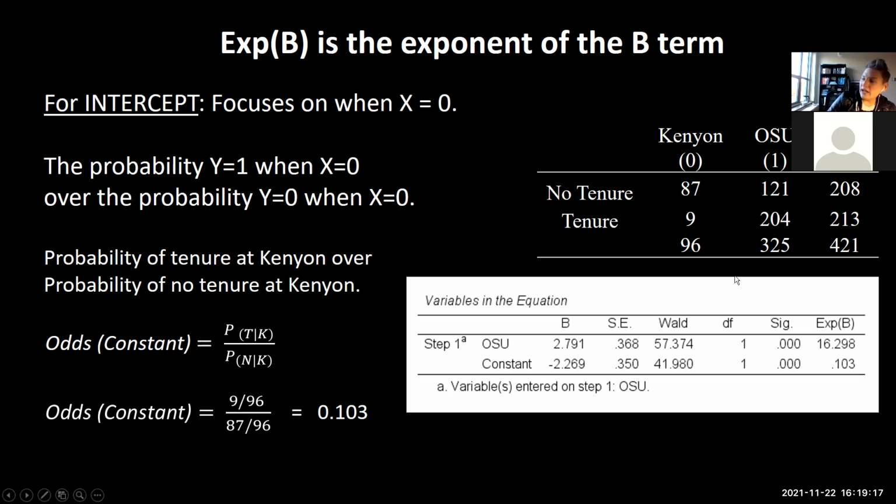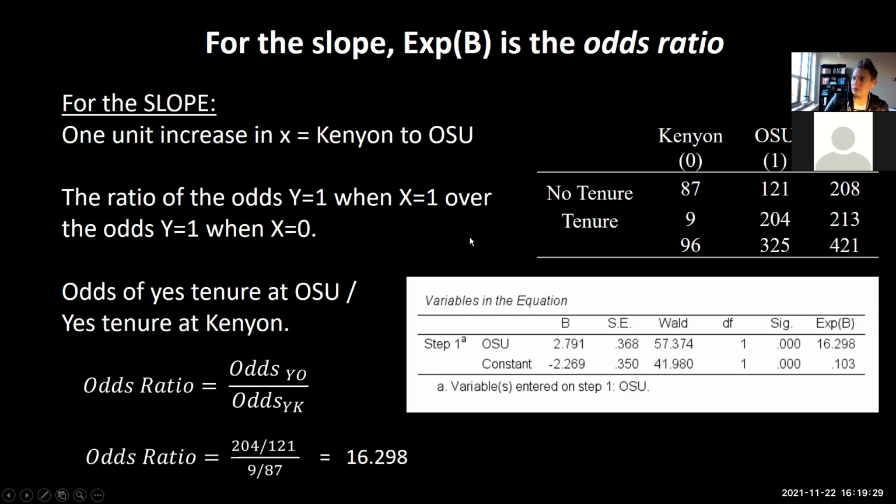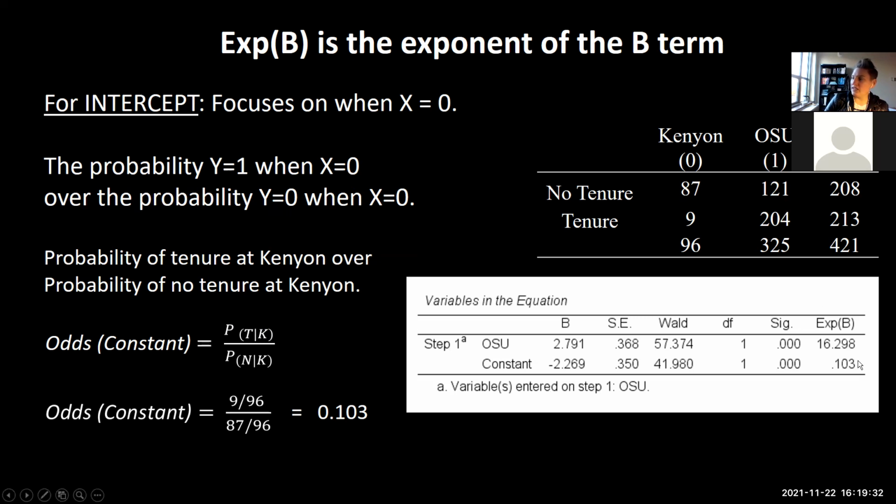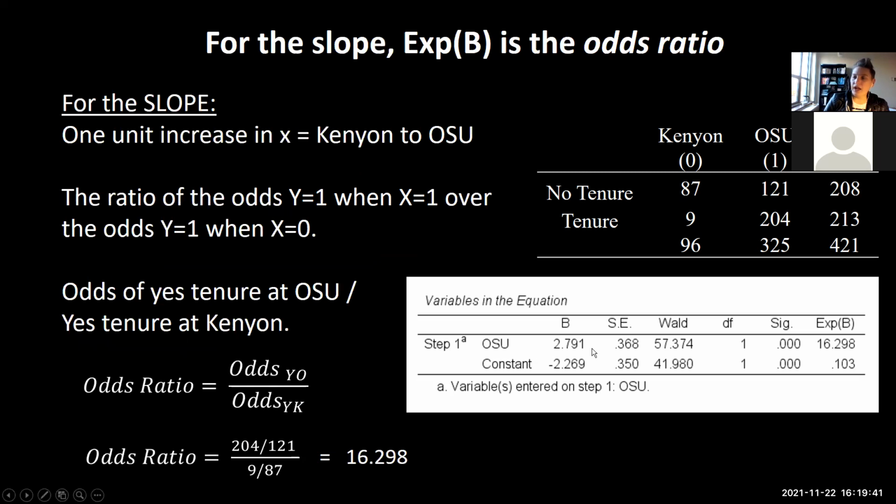Here we have the exponent b. So this is the odds ratio. And for the slope, again, I think the exponent b, this odds ratio, is a much easier way to sort of explain what's going on within the context of your model. So this is specifically the odds over one another.